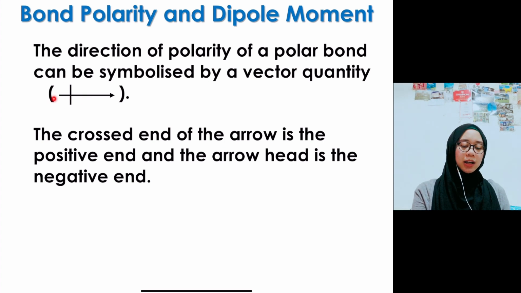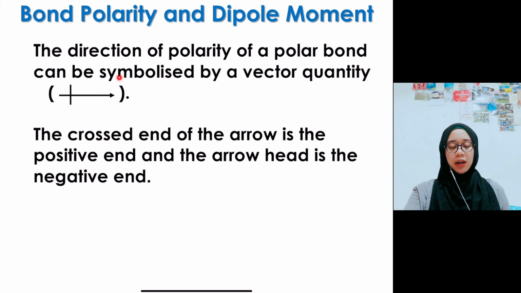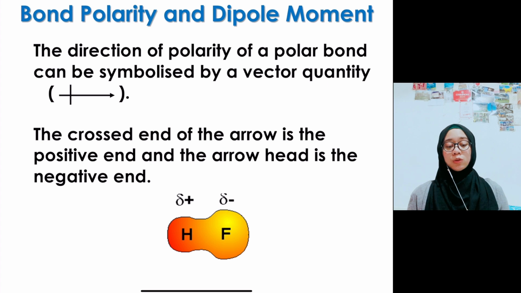Okay, so the part where you put the cross here, that is the positive end. And since this side looks positive, therefore that is considered the positive end. And the arrowhead is the negative end. So the arrowhead part, that is the negative end. Okay, so if we want to show the direction of polarity in the case of HF, it means from hydrogen towards fluorine. Okay, so this is how it looks when we want to show the direction of polarity.